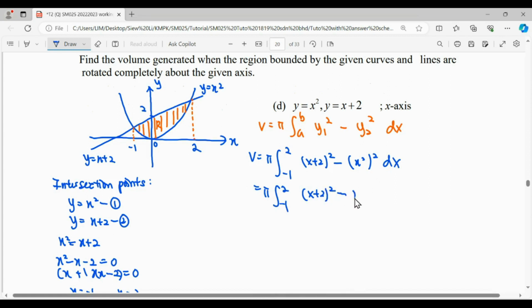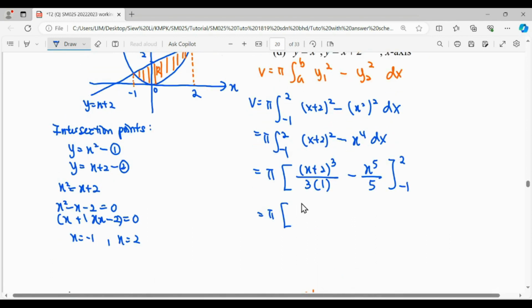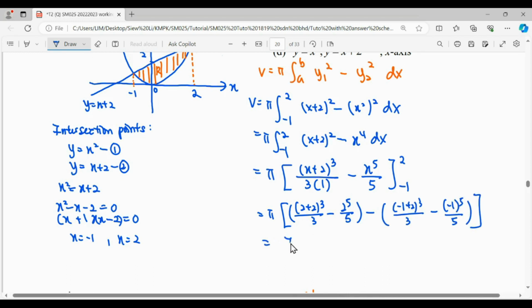As x squared squared, we get x to the power of 4. Then we can start to integrate. So a bracket of x here, power plus 1 over the new power, and the coefficient of x, a, which is 1. Then this one, power plus 1 over the new power, upper limit 2, lower limit negative 1. Then we substitute upper limit minus lower limit. Then we can evaluate using a calculator to find out the value here. So the volume is in units cubed.